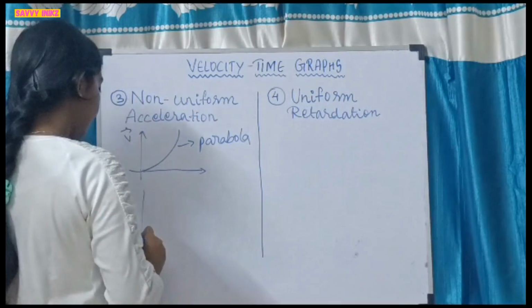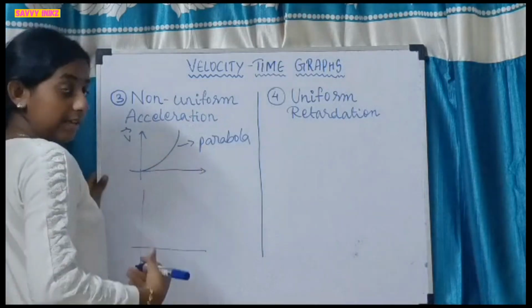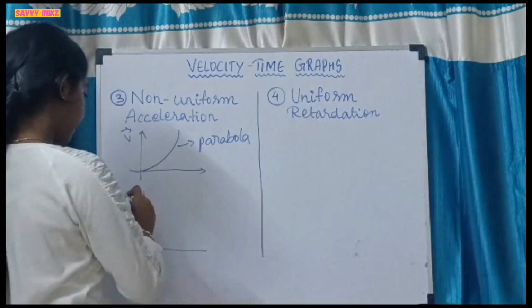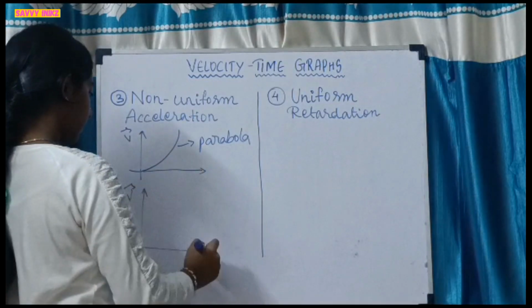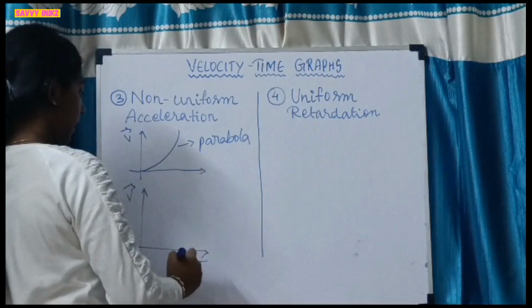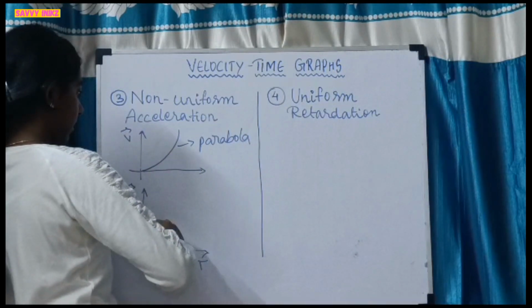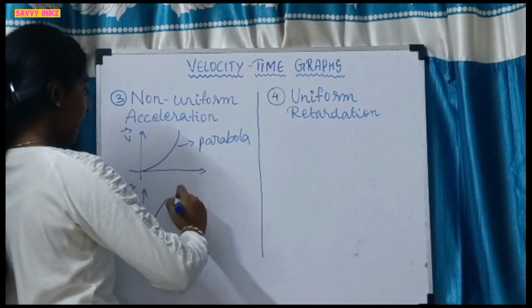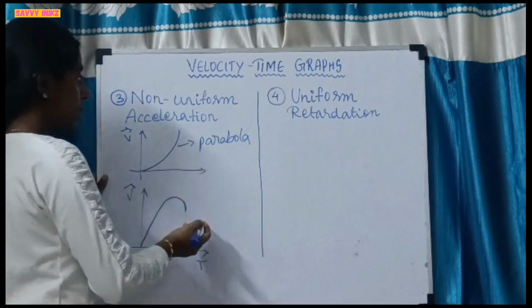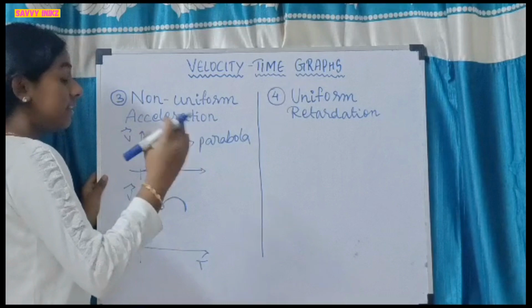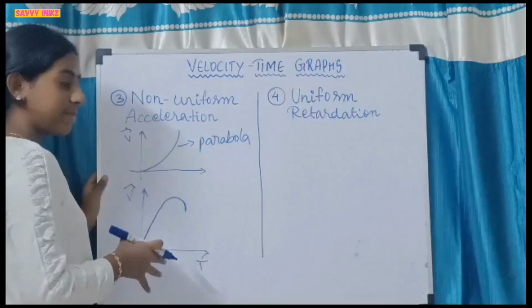So the second one is velocity decreases non-uniformly with time. Now you can see that first it is gradually increasing and then there's a bend. This bend is because the velocity is decreasing non-uniformly with respect to time.